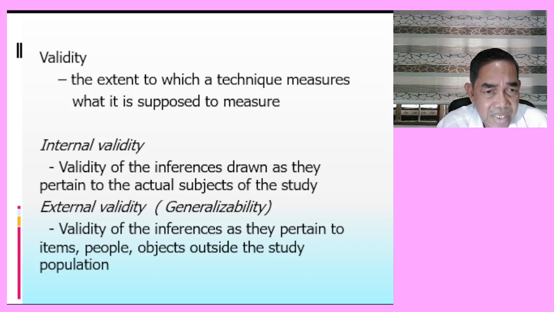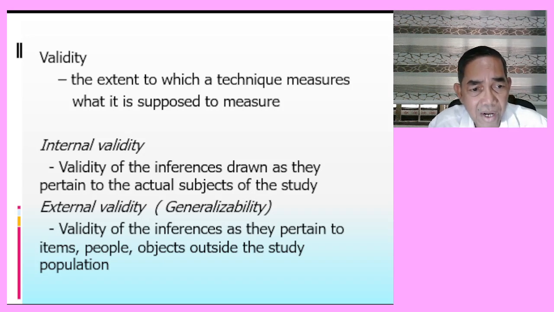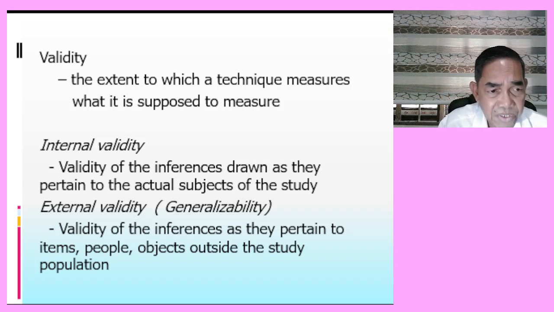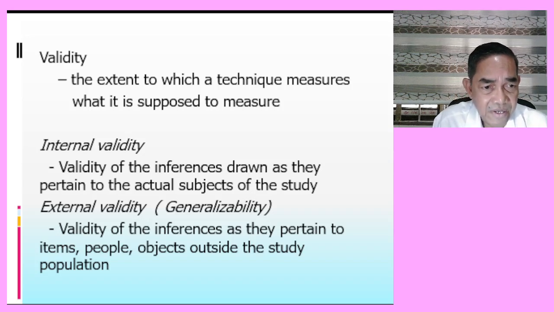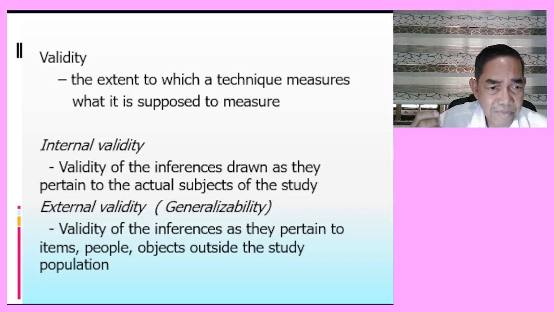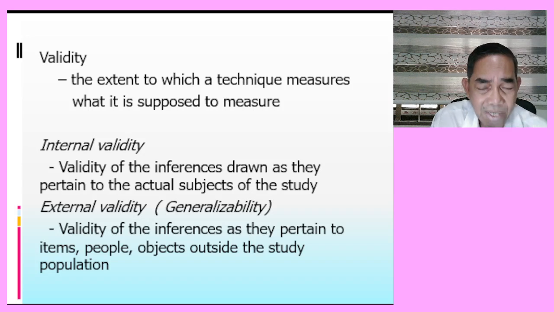So validity, it measures what you are supposed to measure. So we have what we call the internal validity, the validity of the inferences drawn as they pertain to the actual subjects of the study. So, in research, when we talk of internal validity, the results will be valid to the actual subjects that you collect in the study.